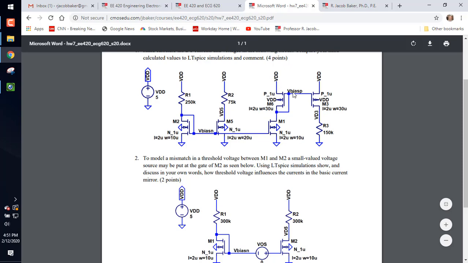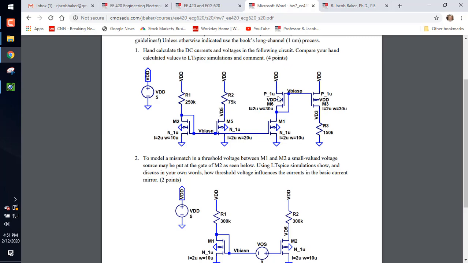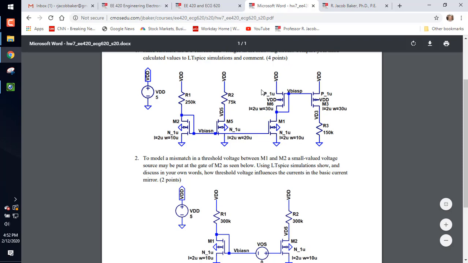Then I know that the current flowing in here is the same as the current flowing in here because this circuit is called a current mirror. And then that current, which is the same as over here, is going to generate a voltage, VD3, which is 150K times this current.